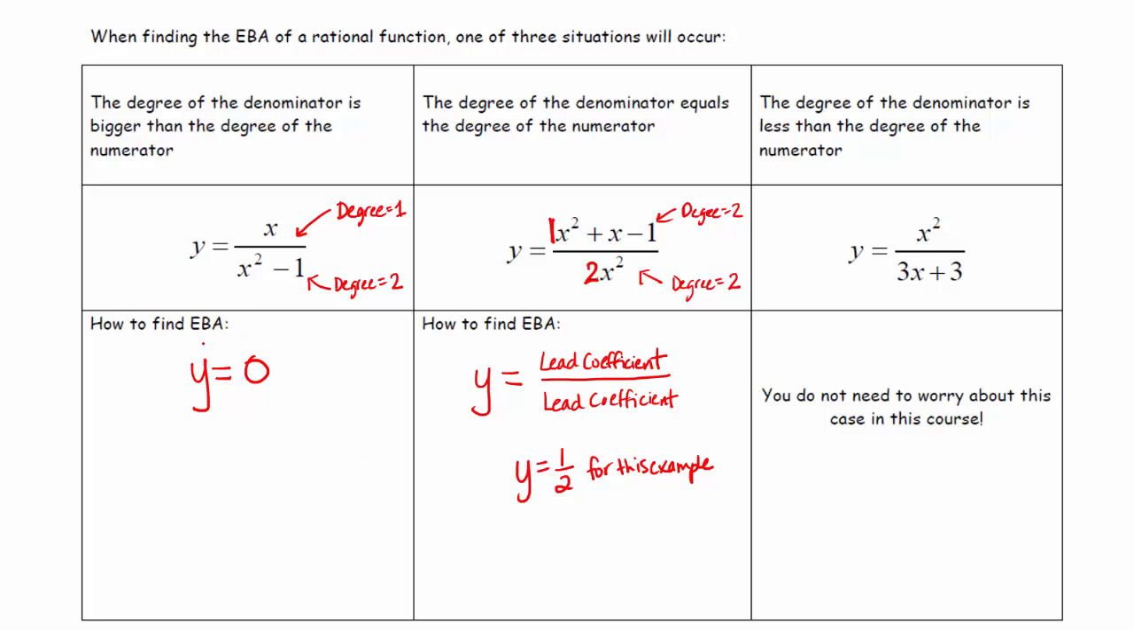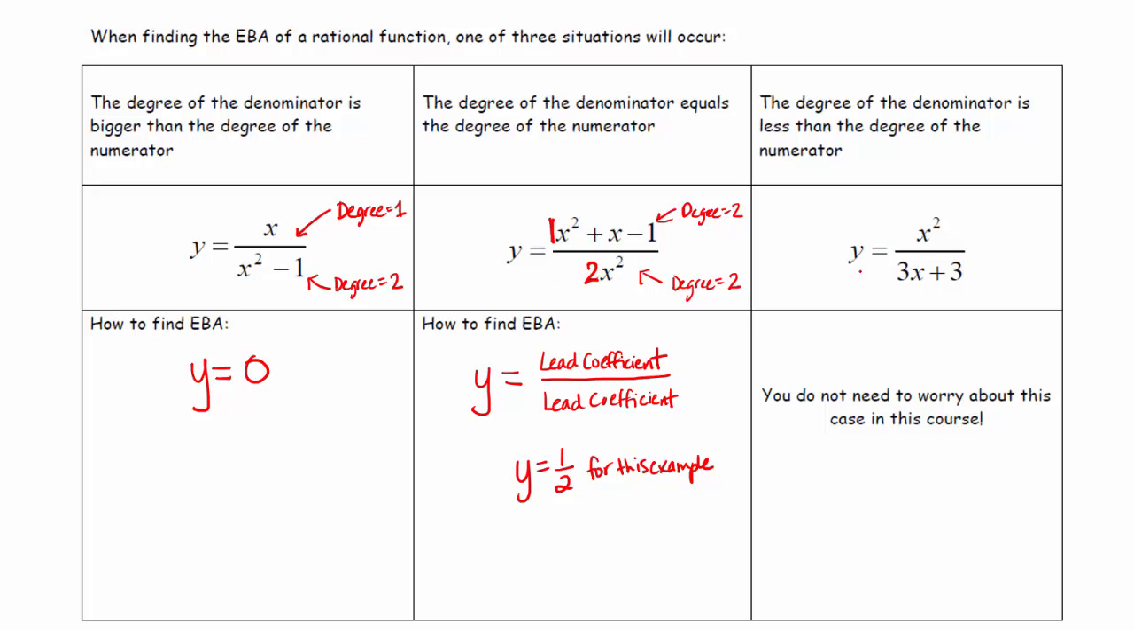Whereas in the previous example, it is always going to be y equals 0 when the degree of the numerator is less than the degree of the denominator. Or say that the other way around, the degree of the denominator is bigger than the degree of the numerator. This one you have to do a little bit of work.